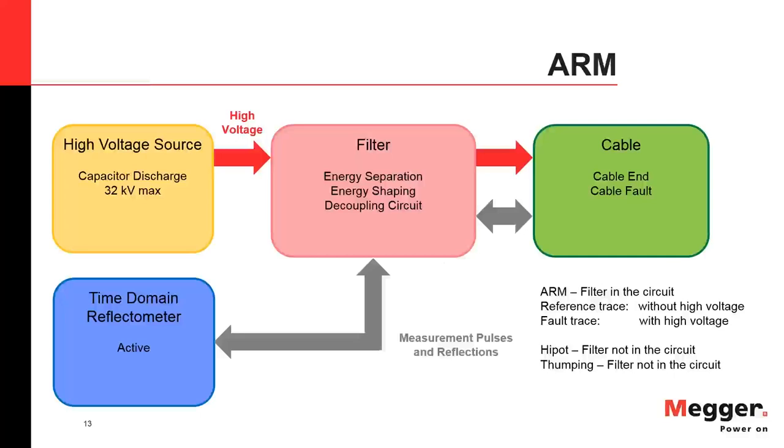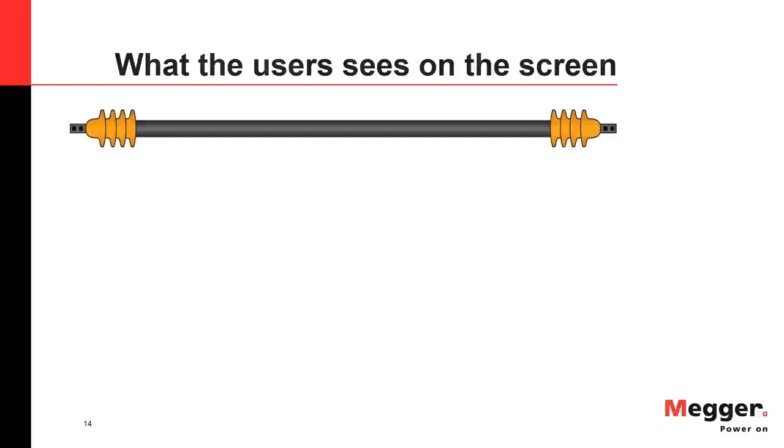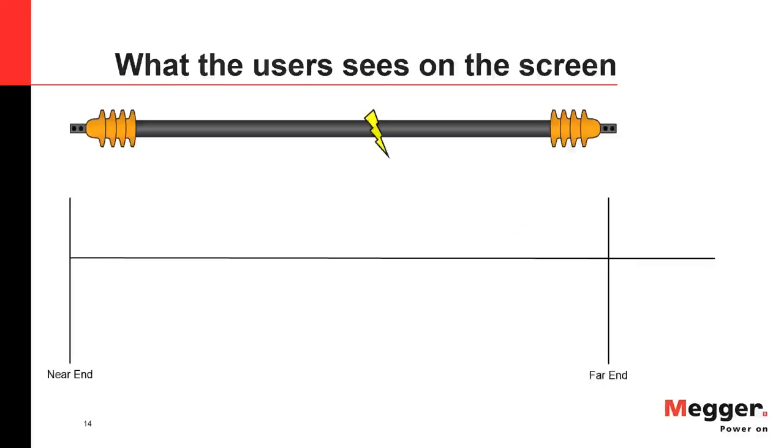What will you actually see on the screen as a user? We have our cable here. There is a fault somewhere. The end where you are connected at is called the near end. The other end is the far end. Now you take your low voltage measurement, which is the reference trace. You see the characteristic hookup impedance, and you see the open end, but you don't see the pinhole fault there.